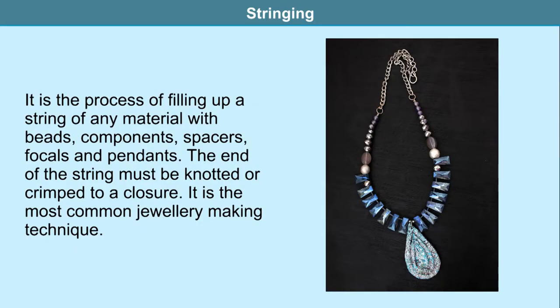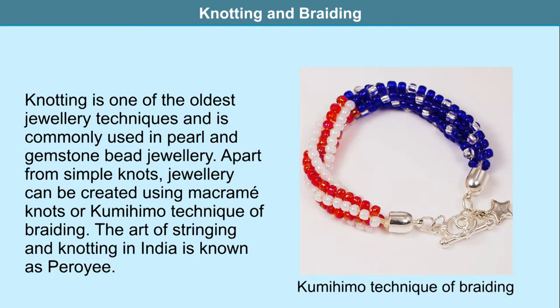Stringing. It is a process of filling up a string or any material with beads, components, spacers, focals, and pendants. The end of the string must be knotted or crimped to a closure, or the string must be knotted on to itself in order to create a wearable product. Stringing is the most commonly used jewelry making technique in the world and something that is followed by beginners across the world. The second technique that we are going to discuss is the oldest jewelry making technique, that is knotting.